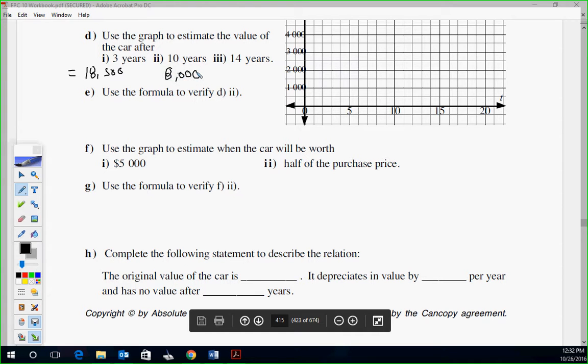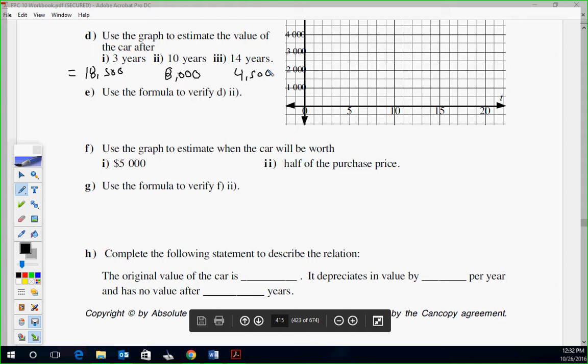About 8,000? Okay, these are estimates, so it's okay. Okay, 14 years. What do you think, Lauren? What's your estimate for 14 years? 4,500, okay. That's all right. It's an estimate. She's close. Use the formula to verify.